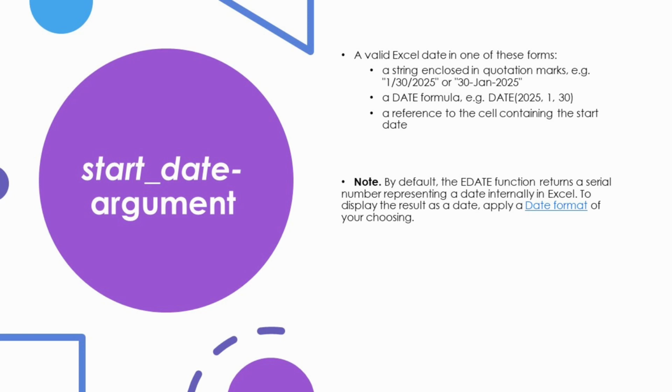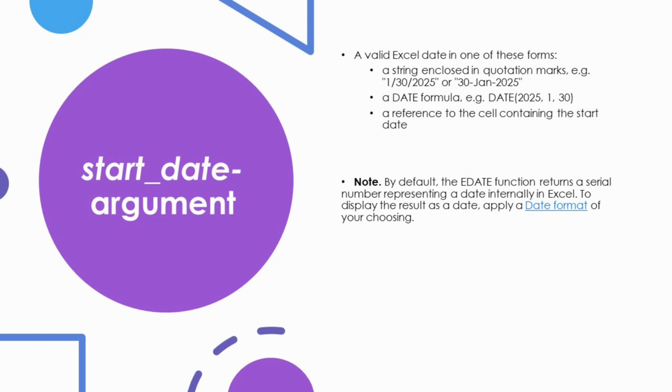Before moving further and using the EDATE function in more advanced situations, you have to note down a few things about the start date argument. The start date argument can be a string enclosed in quotation marks, which Excel interprets as a date, or it can be a date formula, or it can be a reference to a cell containing the start date. Also, as you have noted earlier, by default the EDATE function returns a date serial number.